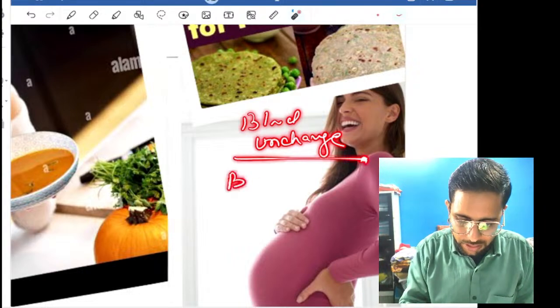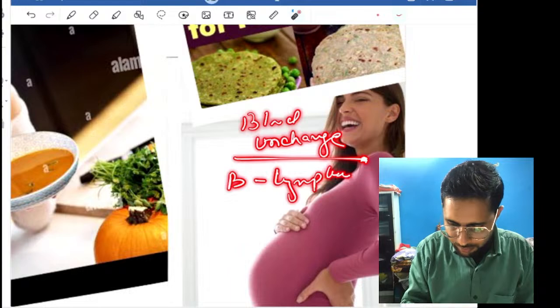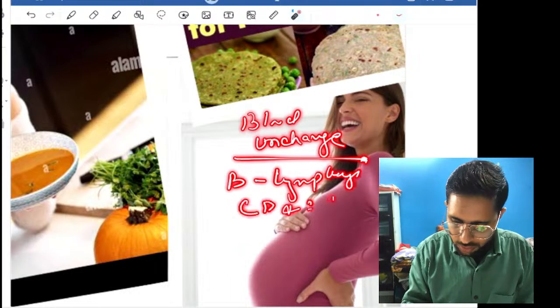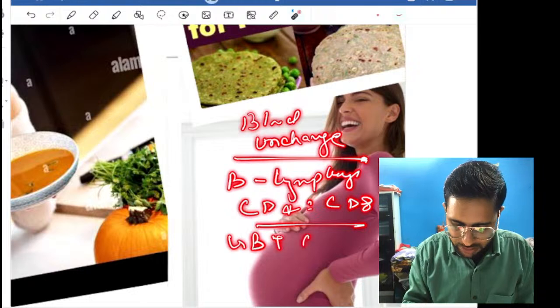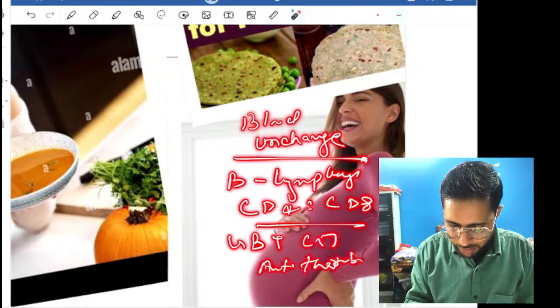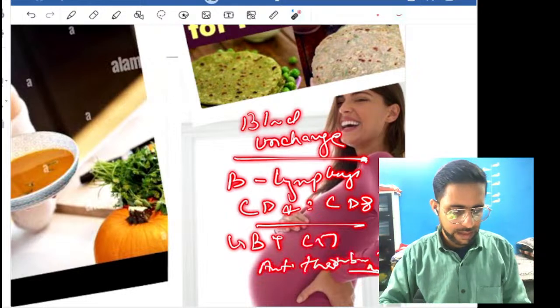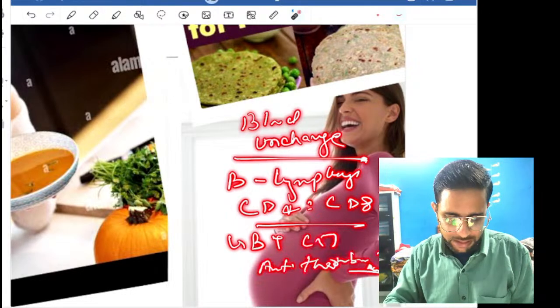Unchanged, B same, B same. So B lymphocyte is same. CD4 to CD8 ratio is same. Yes, B same. So B means BT CT is same, and the antithrombin time is same. So what will we remember? B same in the pregnancy.